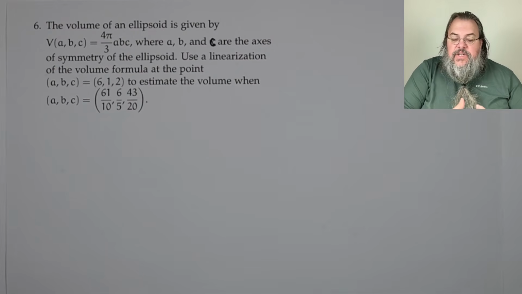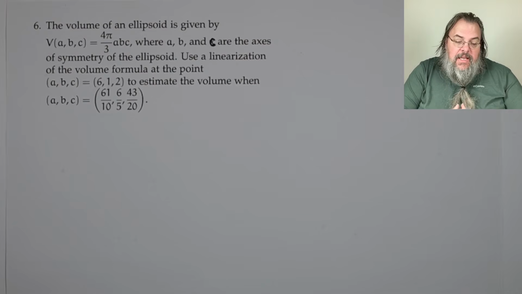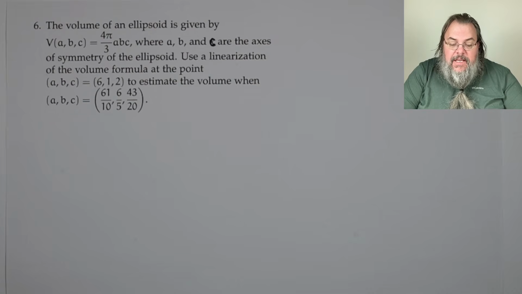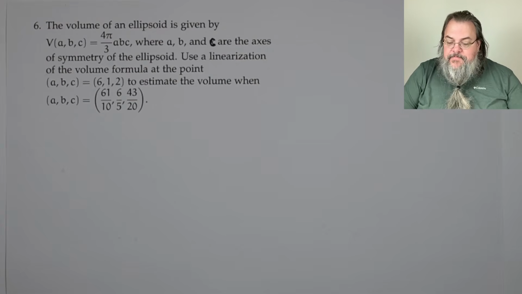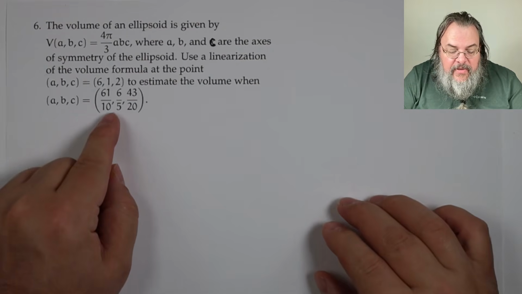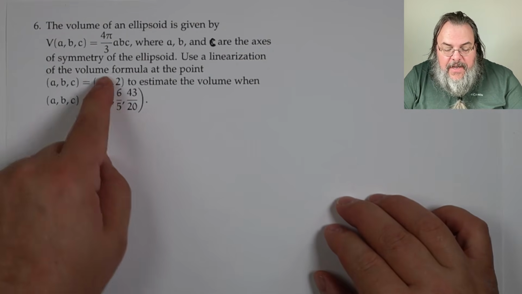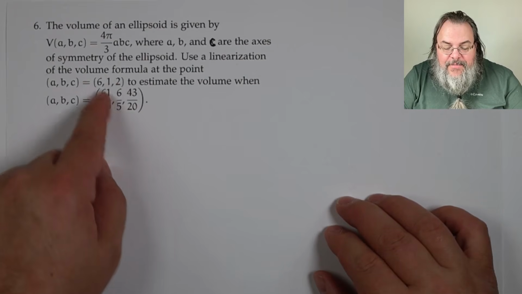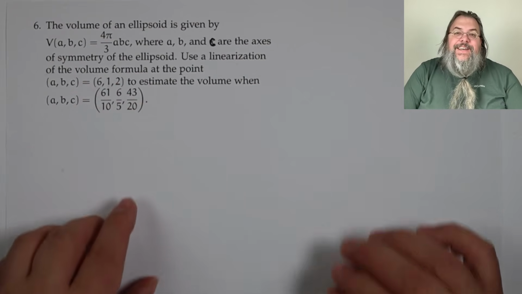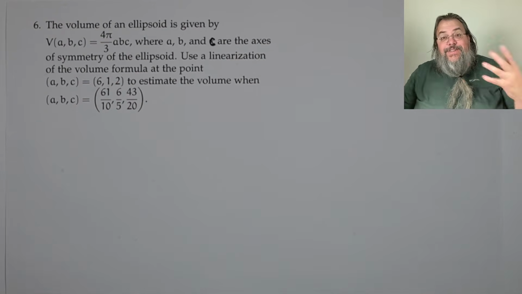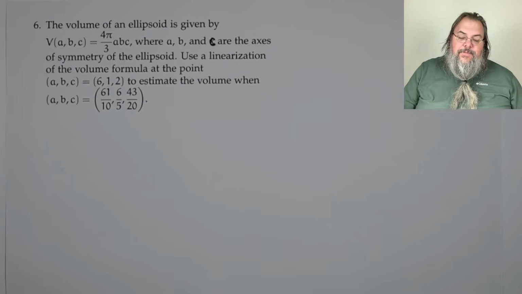Use a linearization of the volume formula at the point ABC equals 6, 1, 2 to estimate the volume when ABC is 61 over 10, 6 over 5, and 43 over 20. Now notice 61 over 10, 6 over 5, 43 over 20 are all numbers close to 6, 1, 2. And so that's like a good sign. It says, hey, you're very close.